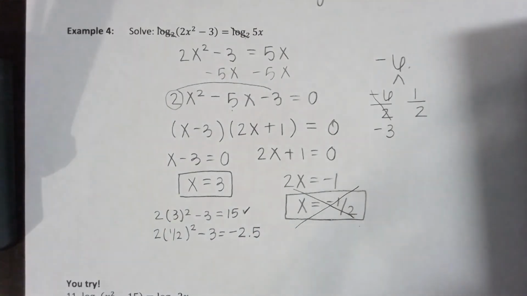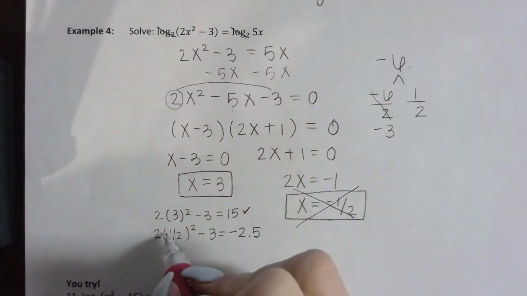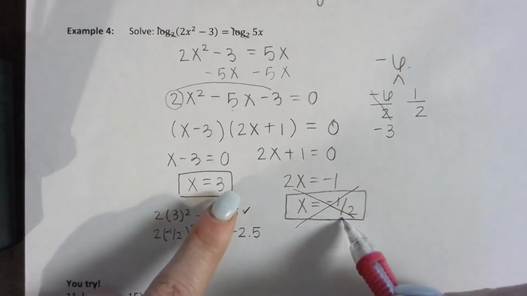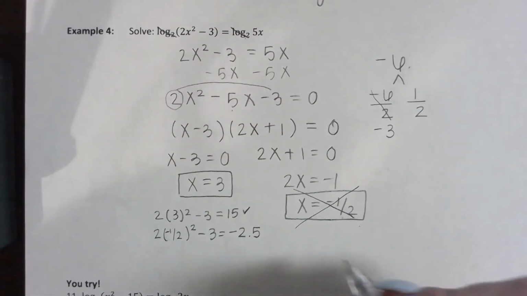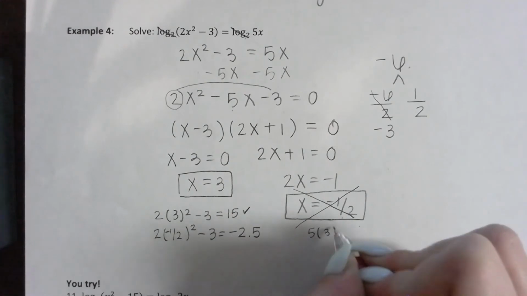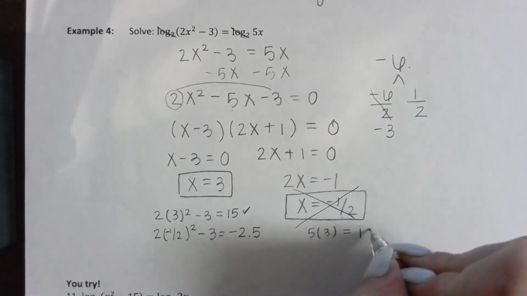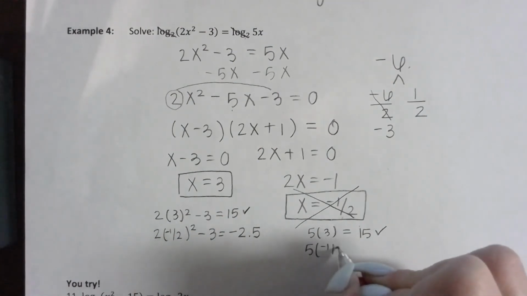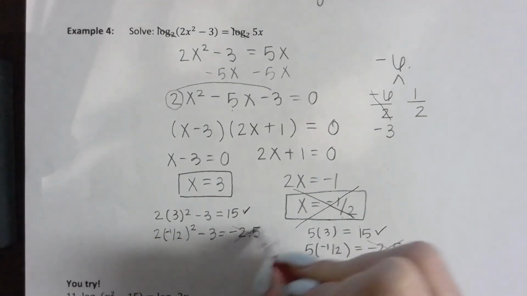If you'd like to plug in, oh, I accidentally plugged in a positive 1/2, but it should still give me the same answer because I was squaring it. If you'd like to take your two answers and plug them into the other equation as well, you can. You should get the same answers either way. So when I take the 3 and I plug it into this equation here, just the 5x, 5 times 3 gives me 15, which again is positive. And then 5 times the negative 1/2 again gives me negative 2.5, which I cannot have, those negatives.